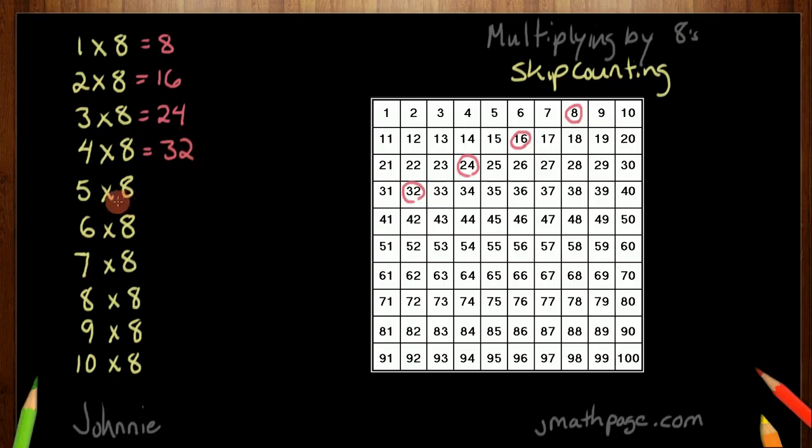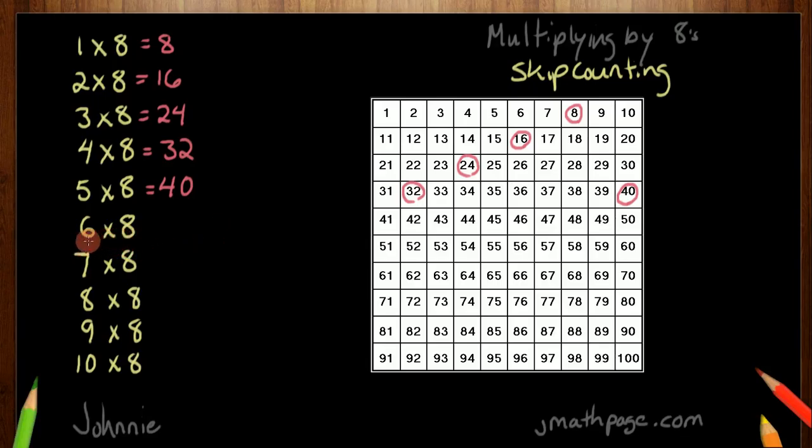What about 8 skip counted 5 times? 5 times 8. Let's count. 1 skip, 2 skips, 3 skips, 4 skips. Now let's add another one. 1, 2, 3, 4, 5, 6, 7, 8. We end up at 40. So 8 skip counted 5 times, or 5 times 8, takes us to 40.